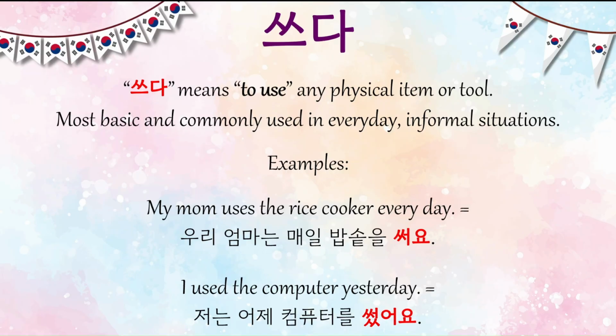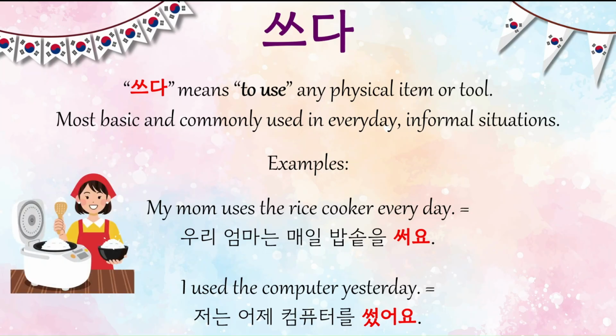Let's take a look at these example sentences to understand how to use this verb in real life situations. For example, my mom uses the rice cooker every day. So here you have to frame an informal sentence, number one. Second thing, you have to indicate that your mom is using an item, any physical item or any tool. So for that, you're going to use the verb 쓰다. 우리 엄마는 매일 밥솥을 써요.